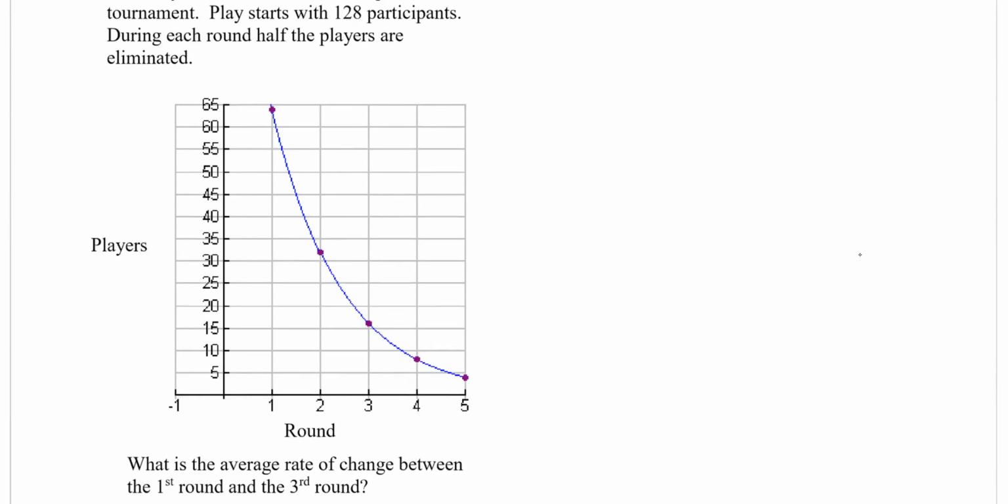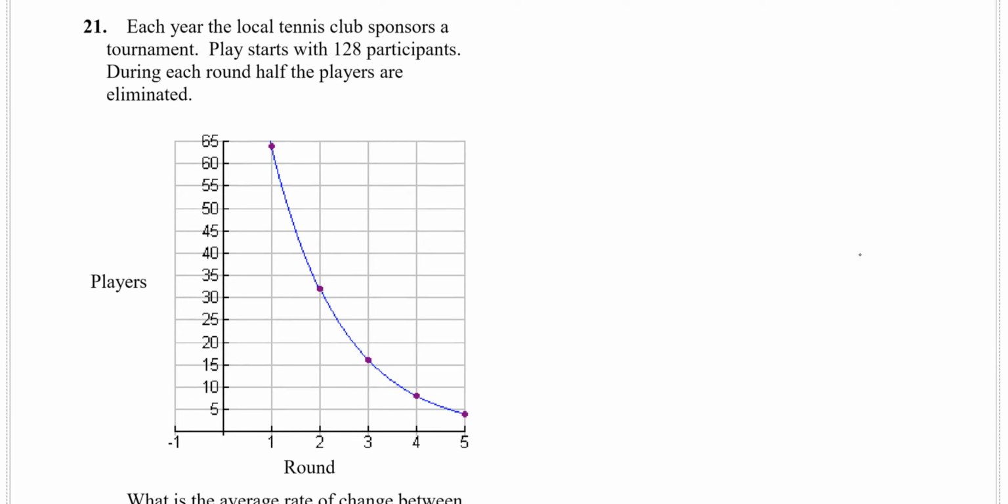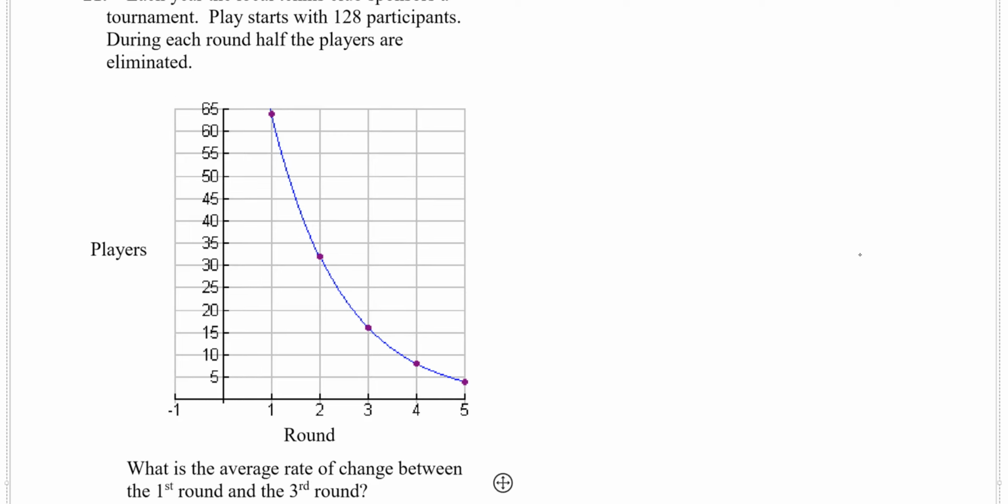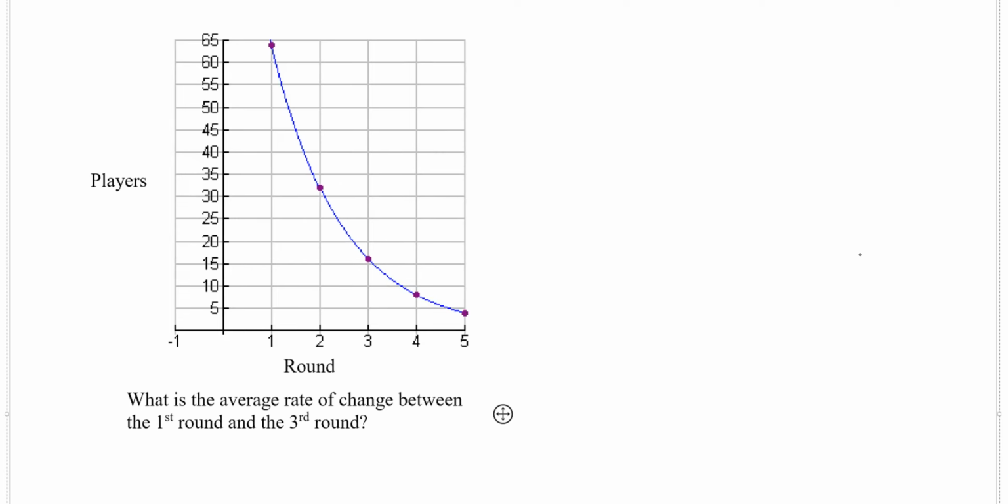And last couple of problems, number 21. Each year the local tennis club sponsors a tournament. Play starts with 128 participants. During each round, half the players are eliminated. What is the average rate of change between the first and third round?